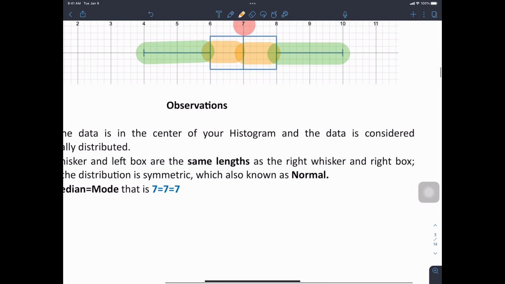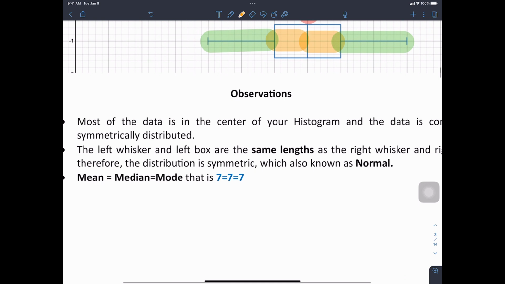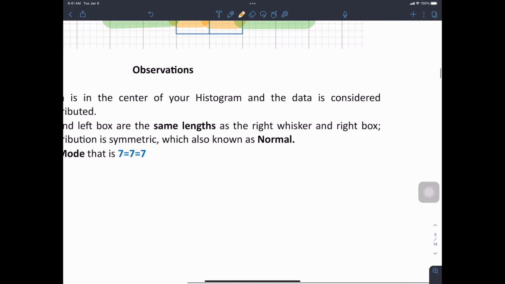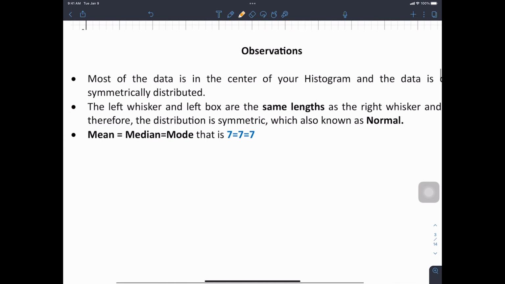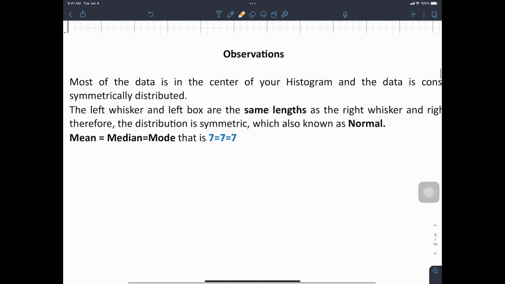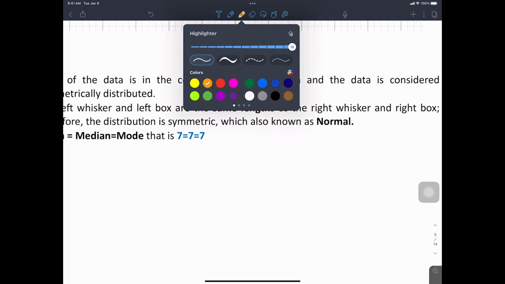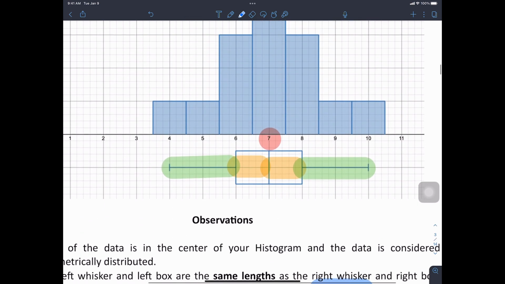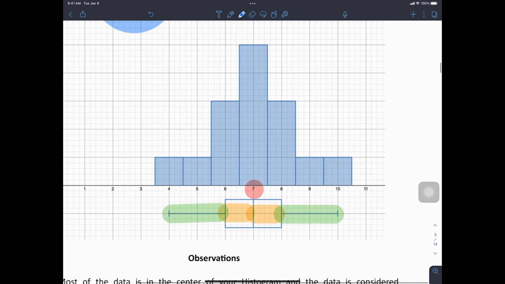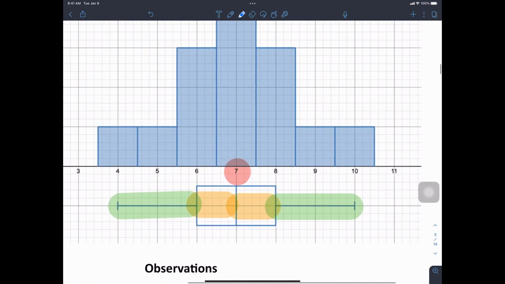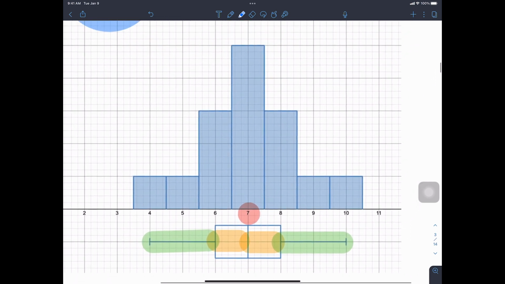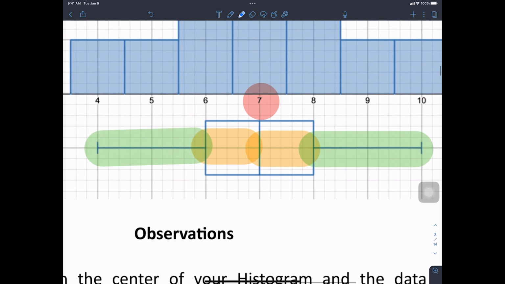Most of the data is in the center of your histogram, and the data is considered to be symmetrically distributed. The left whisker and the left box are the same lengths as the right whisker and the right box. Therefore, the distribution is symmetric, which is known as being normal. When you have this symmetry, when the distances are the same like that in your box plot, we say this represents a normal distribution. That's what we're looking at right here.